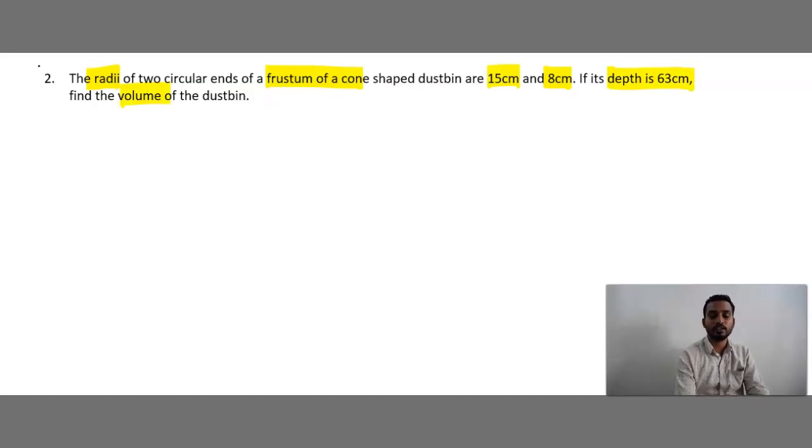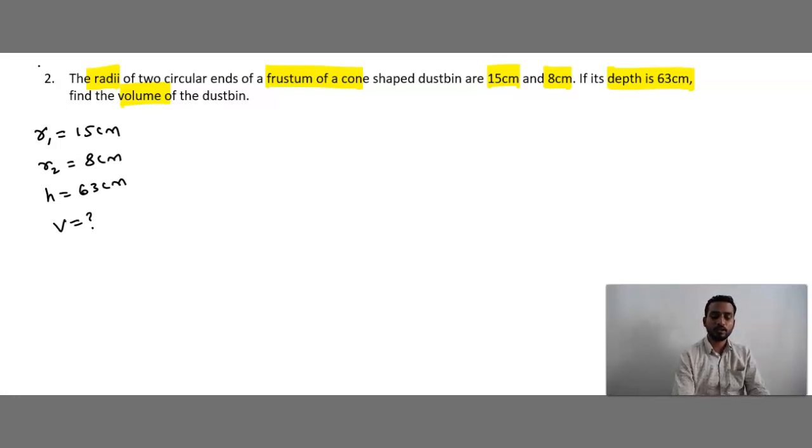First write the data. The radii of two ends of a frustum cone shaped dustbin. So who is bigger? 15 centimeters. So can we write capital R or R1? Both are one and the same. So R1 is equal to 15 centimeter and R2 is equal to 8 centimeter. So he has given two radii of the frustum, right? Whose depth is 63 centimeter. Depth is nothing but height, that is 63 centimeter.